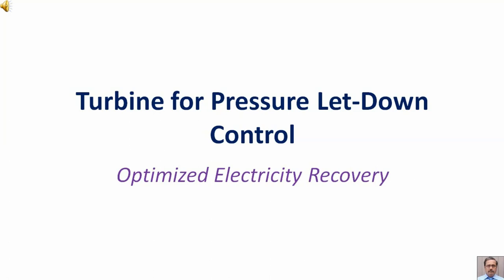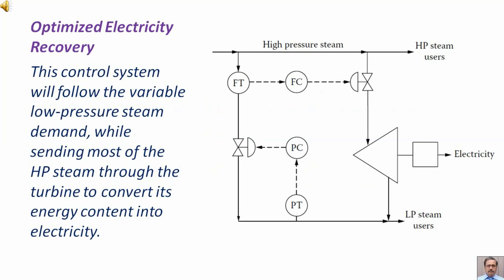Turbine for pressure let-down control, optimized electricity recovery. This control system will follow the variable low pressure steam demand while sending most of the high pressure steam through the turbine to convert its energy content into electricity.